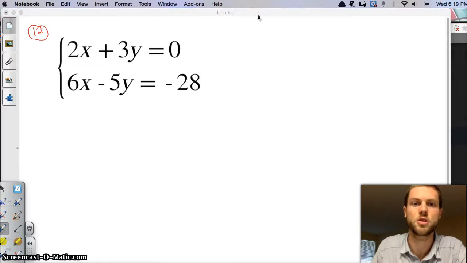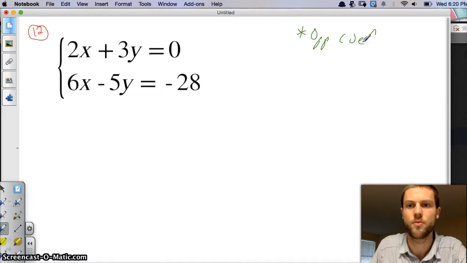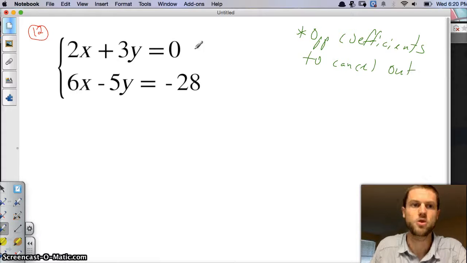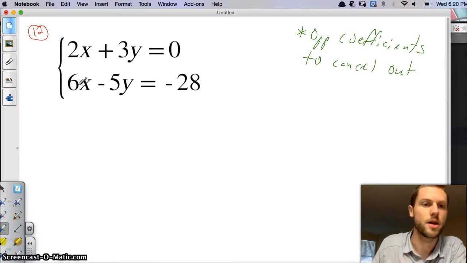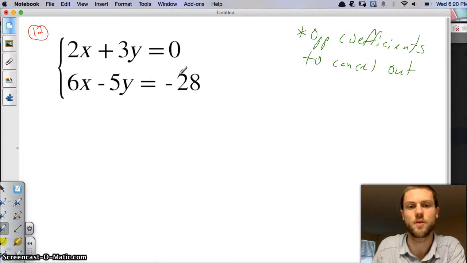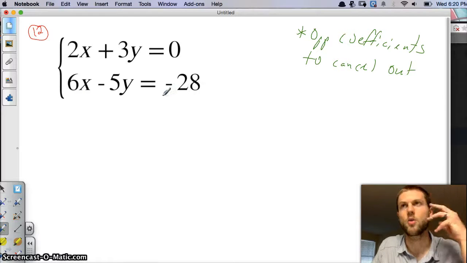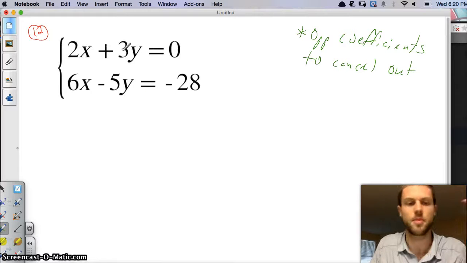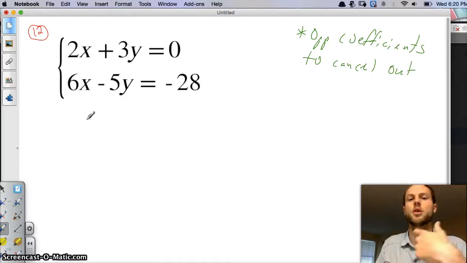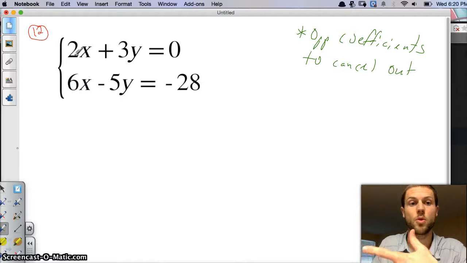And remember, the goal for elimination is to get opposite coefficients to cancel out. That's our goal. So if I'm looking at what I have here for my first equation, I've got 2x plus 3y equals 0, and 6x minus 5y equals negative 28. So you kind of have to think ahead here and think, what would I do if I tried multiplying this equation by something, or maybe even this equation by something, and you're kind of looking for multiples with your common coefficients between your common variables.